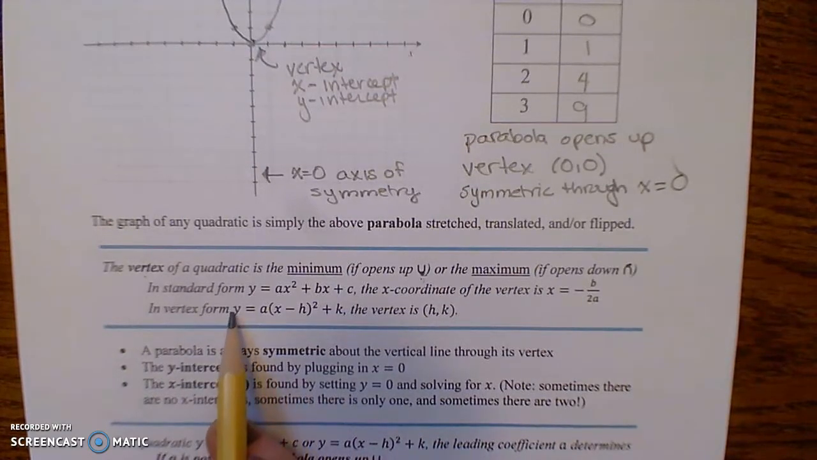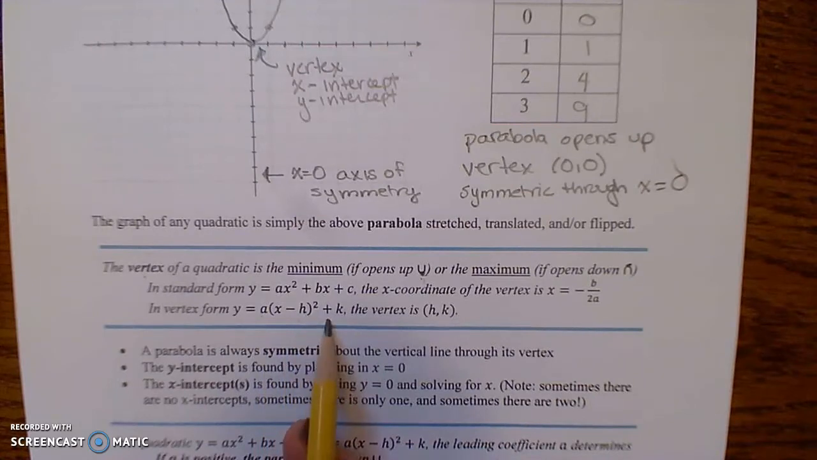Now, on the other hand, if the equation is in what's called vertex form, a times (x minus h) squared plus k, so if you only have one instance of x here, then the opposite of this number is the x-coordinate of the vertex. And then this number here is the y-coordinate of the vertex.